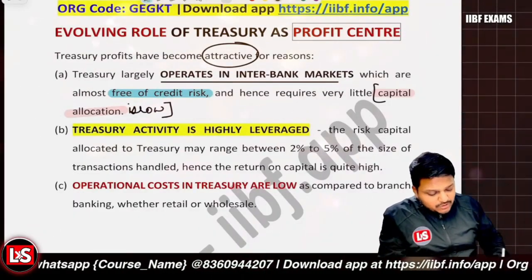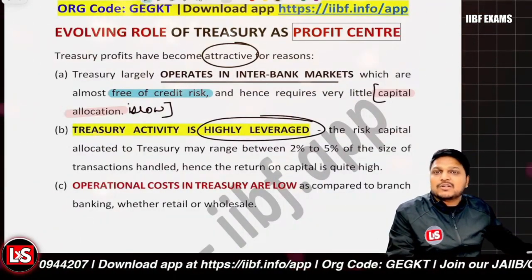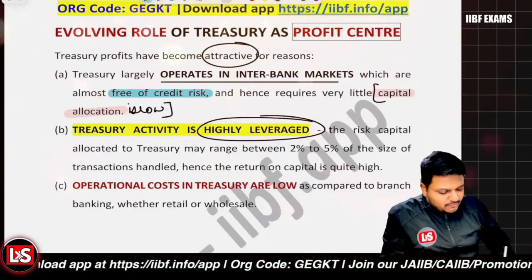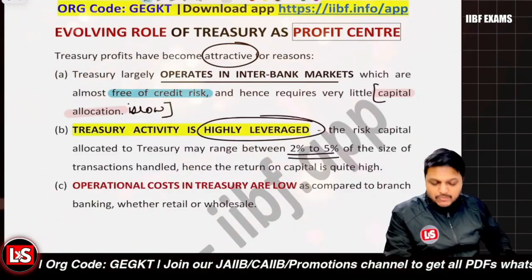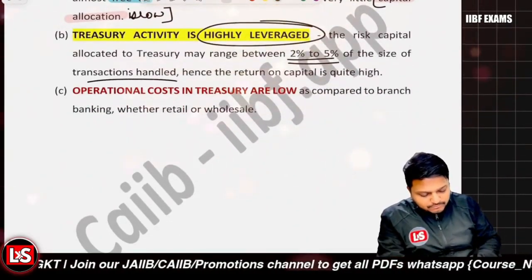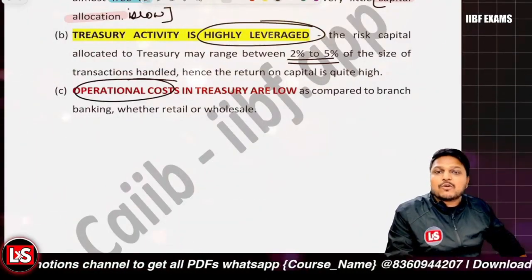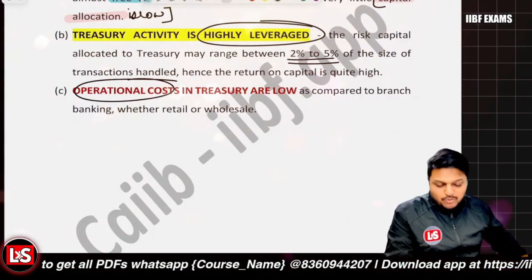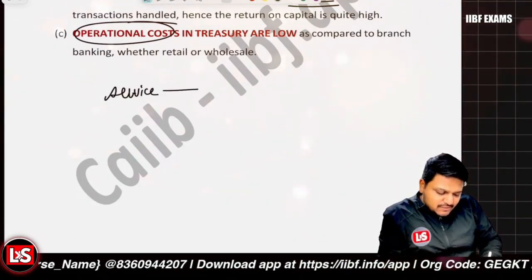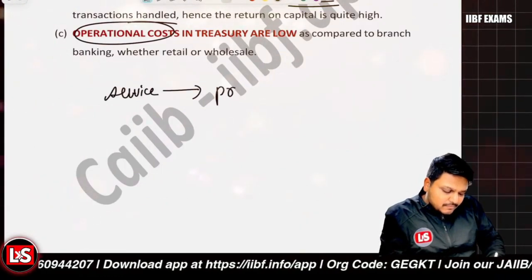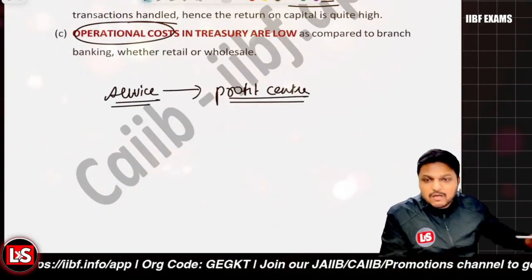And the second thing is that it is highly leveraged. You require just 2 to 5% margin money so as to participate in the transaction, and the return is quite higher. Also, the operational cost is very low, right? Because lower resources are required compared to retail banking or wholesale banking. This is why the treasury is shifting its image from the service center to the profit center. From the service center to the profit center, the image has now changed, right?